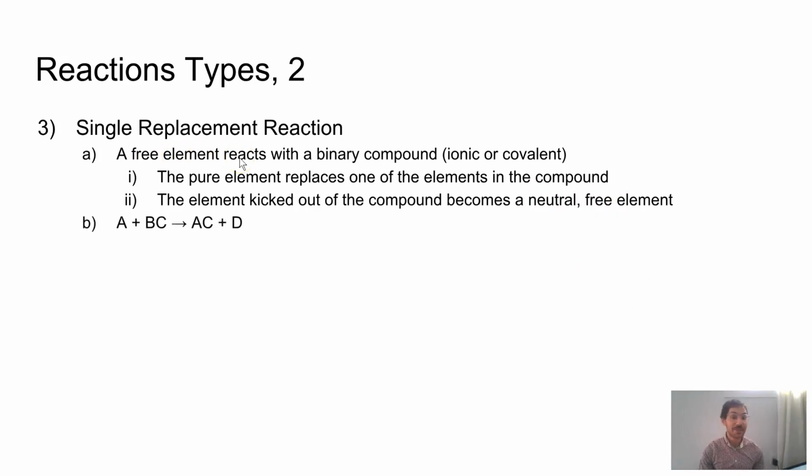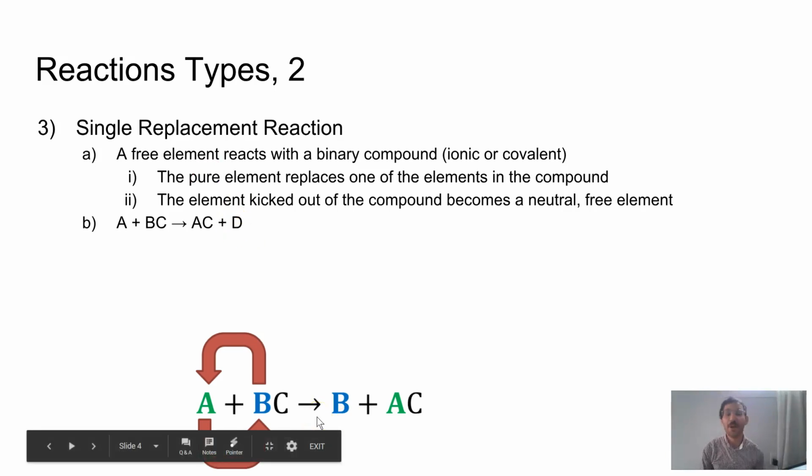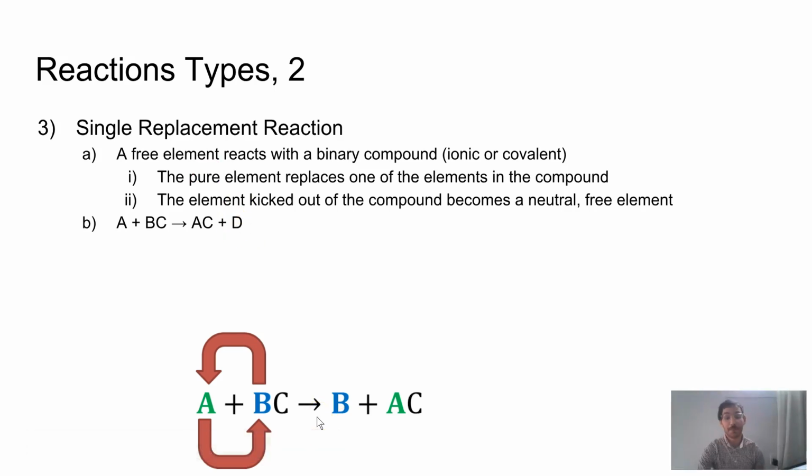So the typical formula we might see for this would be like A plus BC gives us AC plus B, or sometimes the free element gets listed first. It doesn't really matter what order we put our products in. Either way, we just have to show them. Let's look at this picture instead because it's a little bit better, where A and B swap places. So this shows probably cations replacing each other.